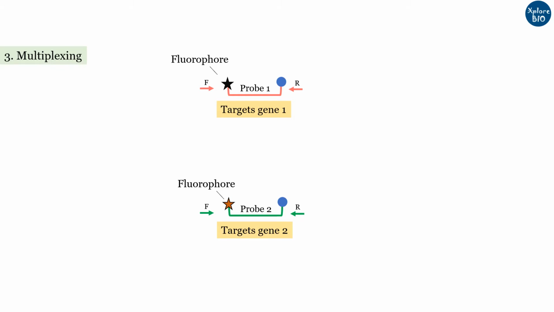If a researcher wants to study expression of multiple targets in a single PCR reaction, he can do so by using probes that are labeled with different fluorophores. This way, time, labor, and money all can be minimized.